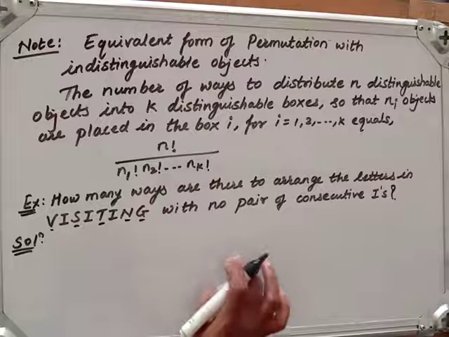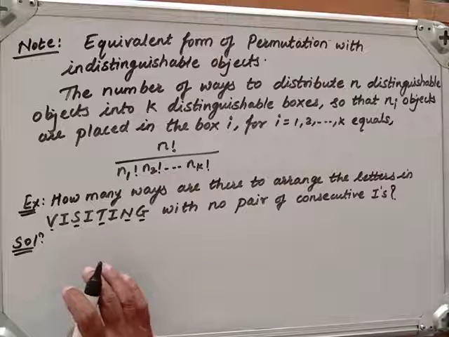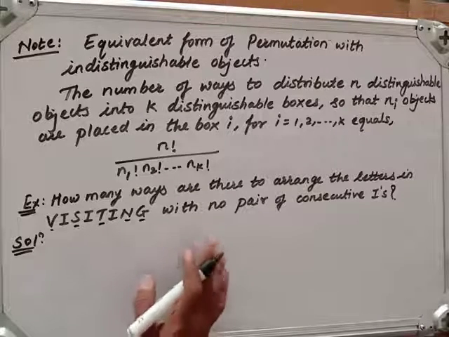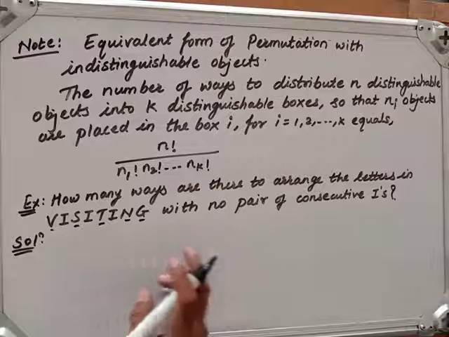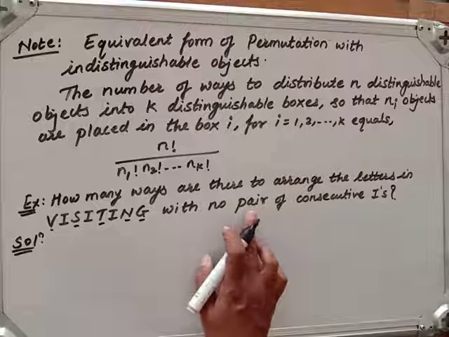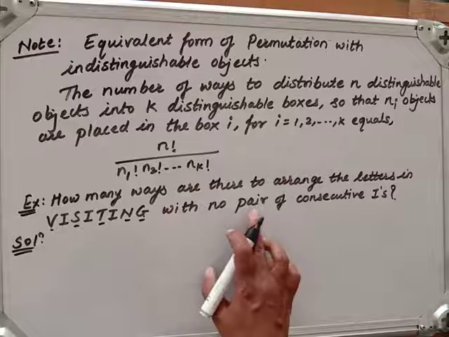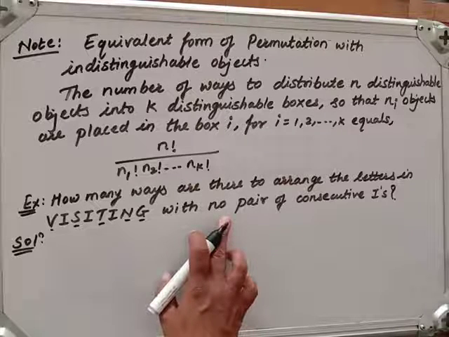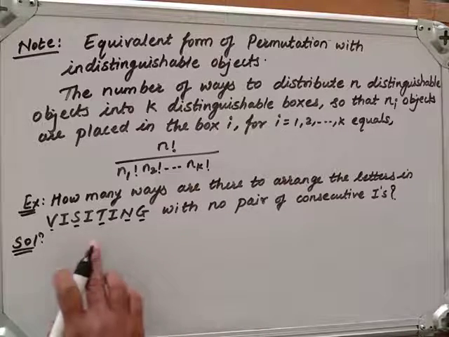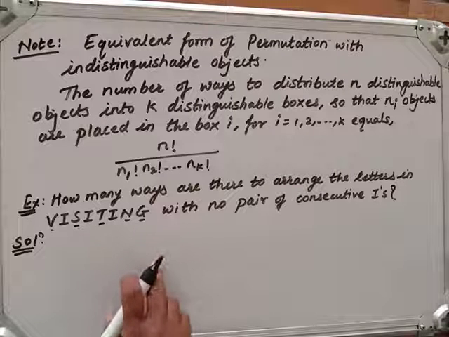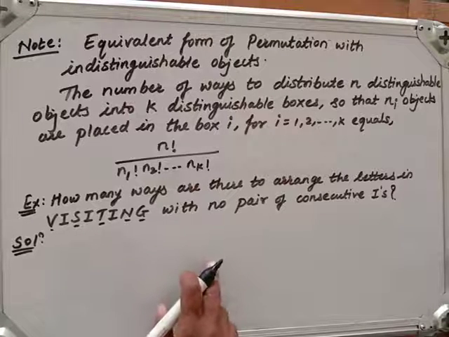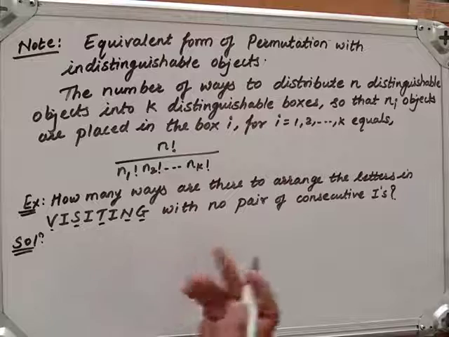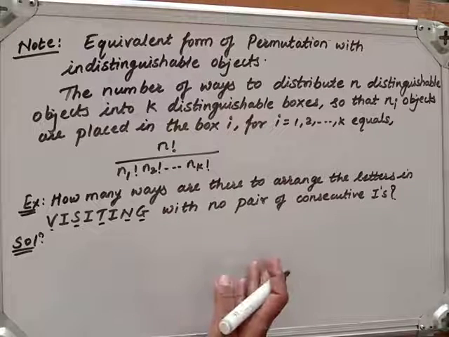So we can place these 5 letters first with a gap between them. For these 5 letters we get 6 gaps, and we can put these 3 i's in these gaps so that they won't come as a pair. So the condition is satisfied. Those 3 i's can be placed in these 6 gaps in 6C3 ways. These 5 letters can be placed in 5 factorial ways. Therefore, the total number of arrangements is the product of them.